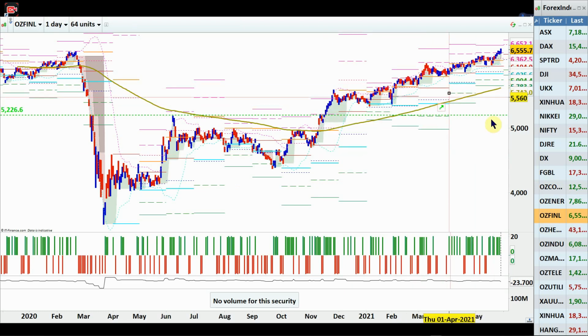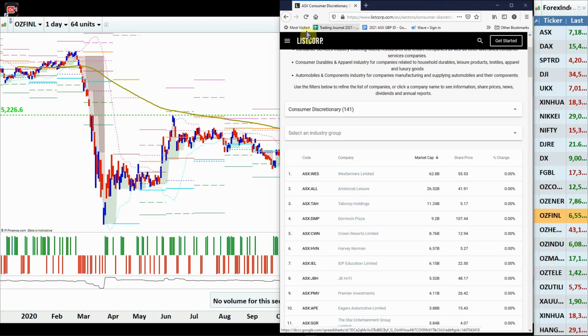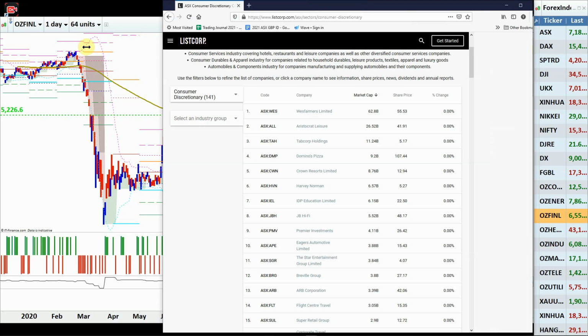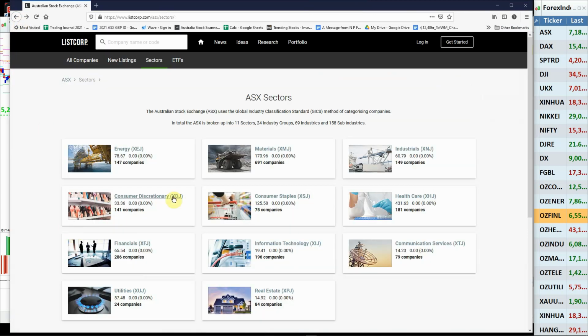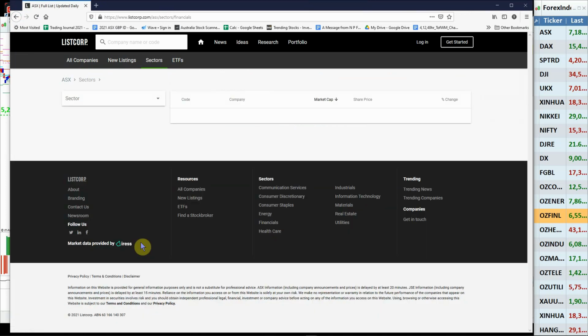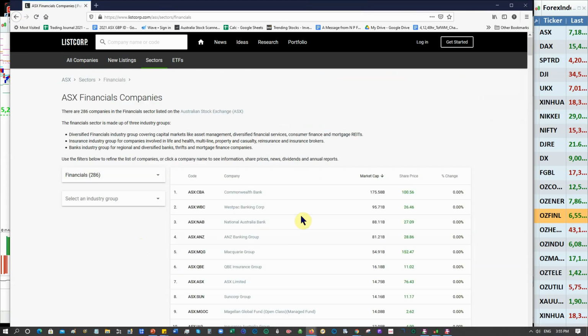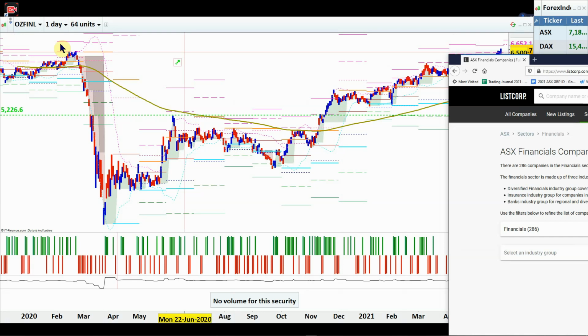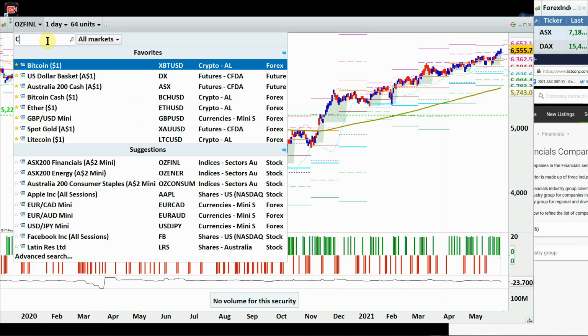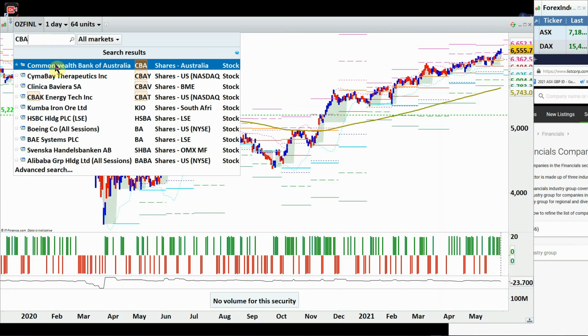So we got financials, then if you want to, you go to ListCorp, and you already got your sector, so go to financials in ListCorp and see the financials shares. You get Macquarie, Commonwealth Bank, ANZ and Westpac. Sort by market capitalization. So first one would be CBA, go to that CBA and chart it. You already know the answer.